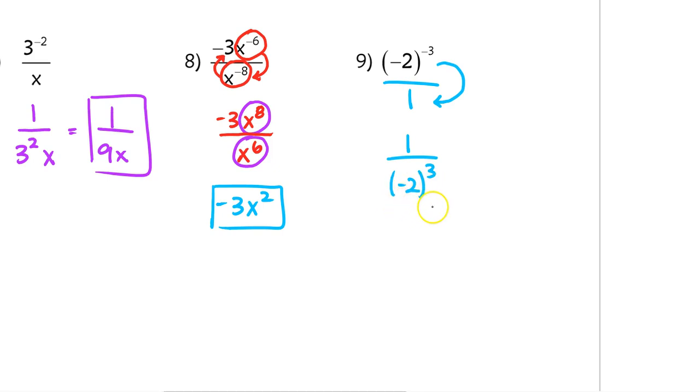And now I have to evaluate this. So this is just going back to the rules that we've been practicing before. When you have a negative raised to an odd power, overall your answer should be negative. So I'm going to get negative, and then 2 to the 3rd power. My calculator gives me 8. So that final answer here is -1/8.